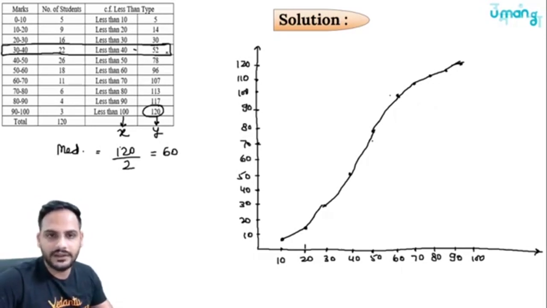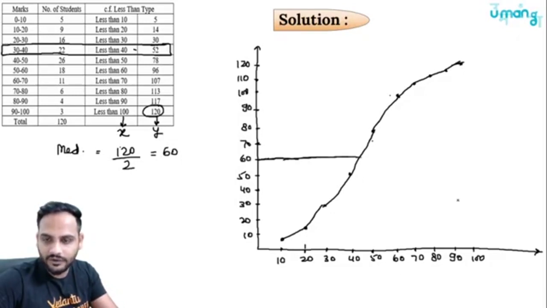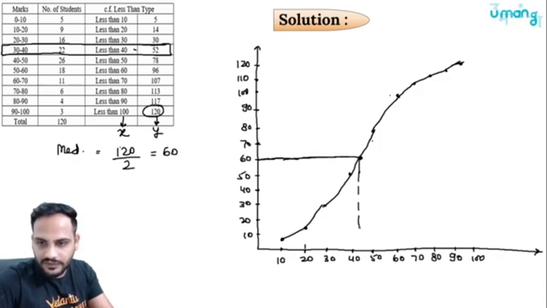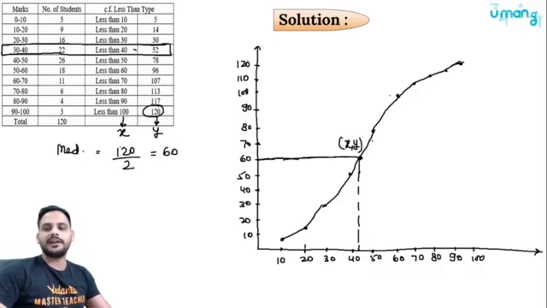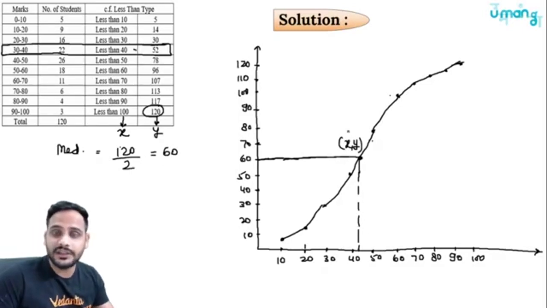So now here what you have got is n by 2, 120 by 2 as 60. Whatever number of observations are given, divide by 2, you have got 60. That will tell you which is the middle value. Middle value is over here. Draw one line parallel to the x-axis from 60 on this ogive. Wherever this intersects the ogive, find out the x coordinate of that point. Whatever is the x coordinate, here this point is suppose x comma y, that x coordinate is going to be your median.